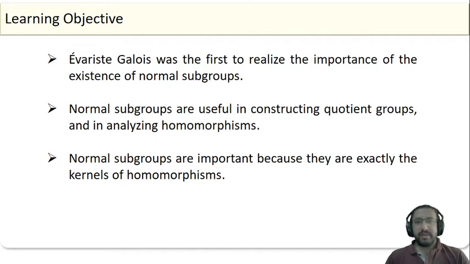Before defining normal subgroups, the concepts of groups, subgroups, cosets, and permutation groups, all these are necessary.